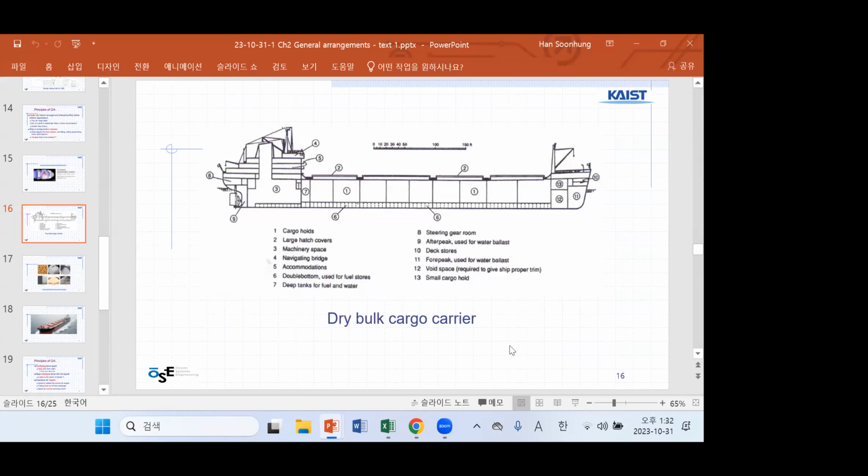I have a question. Go on. All right. Can I ask you a question? Yes, go ahead. So for slide 16, yes, this slide, it says on 12, void space. Sorry, what does void space mean? What's the word?